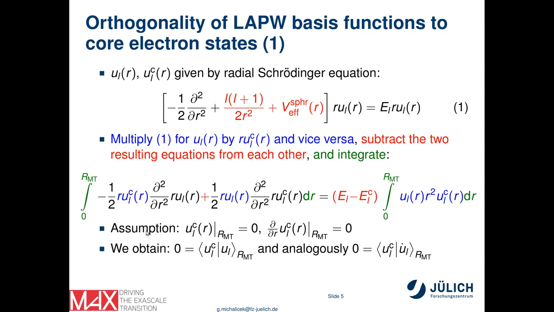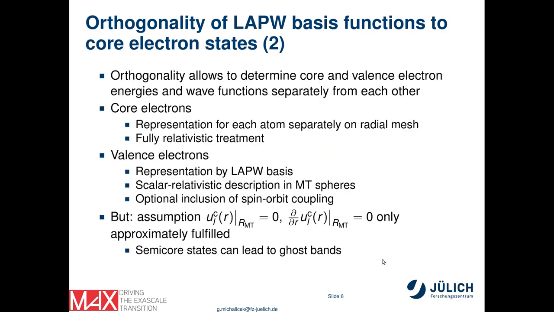These are assumptions that have to enter this proof, and of course I did not show you this integration, but this is something that you have to keep in mind. Then you see that on the right hand side we have this scalar product again, and the left hand side becomes zero. So u_l is orthogonal to u_LC, and analogously you can also show that u_l dot is orthogonal to u_LC. This orthogonality allows us to determine the core and valence electron energies and wave functions separately from each other.